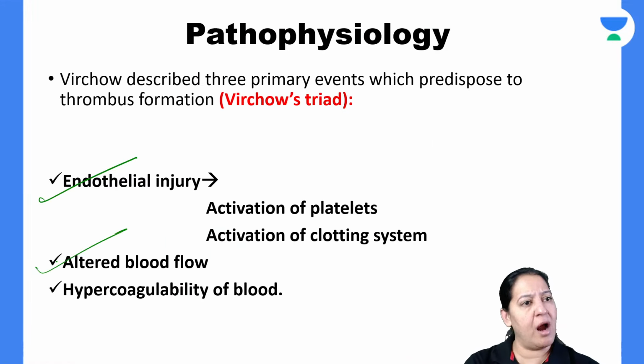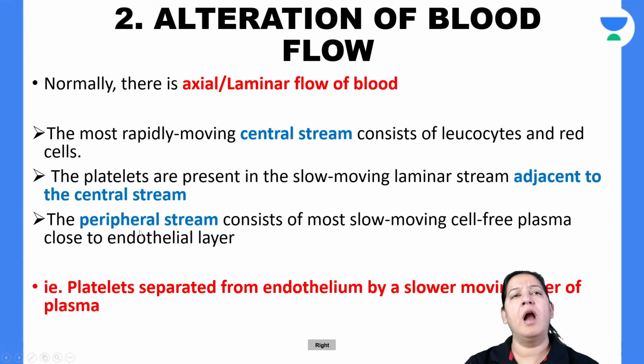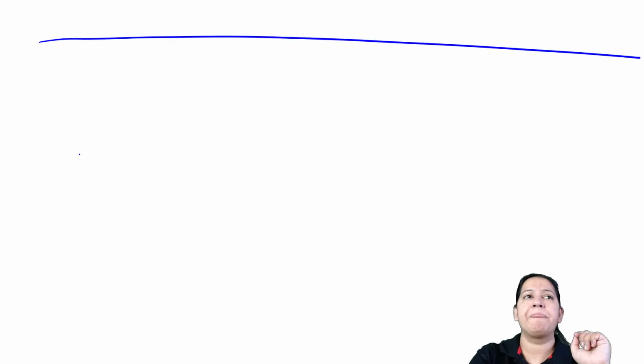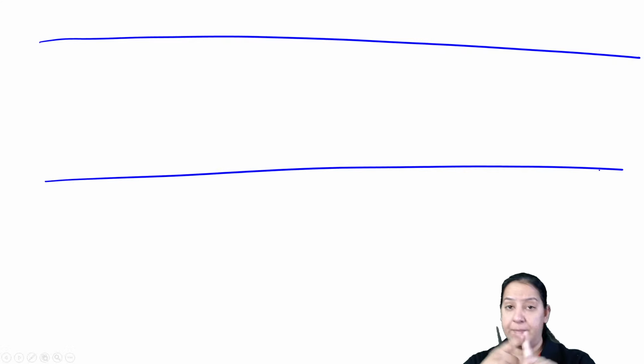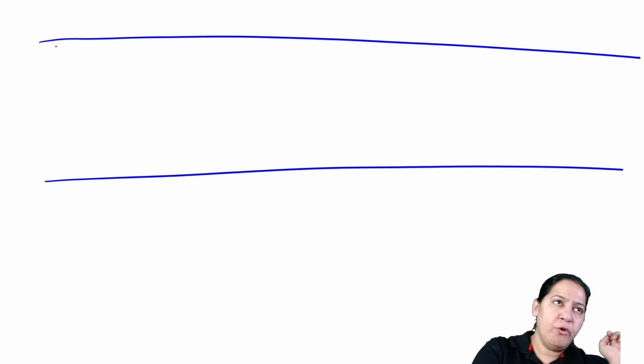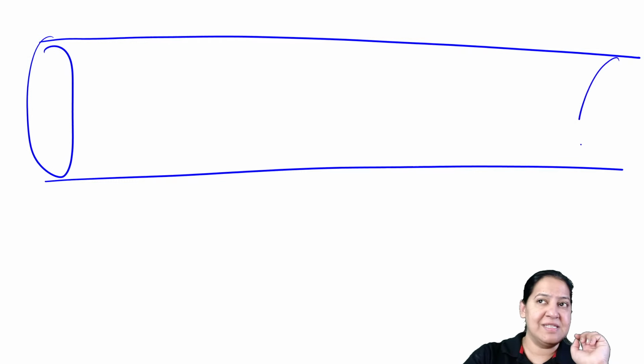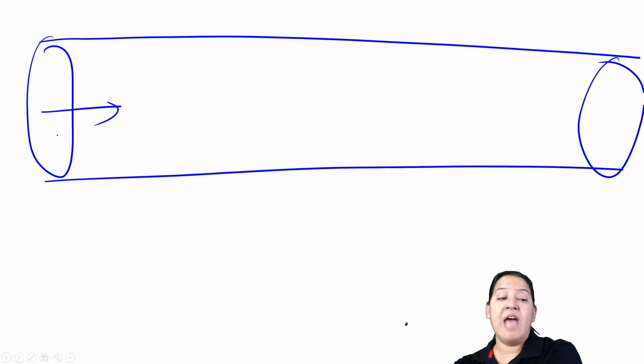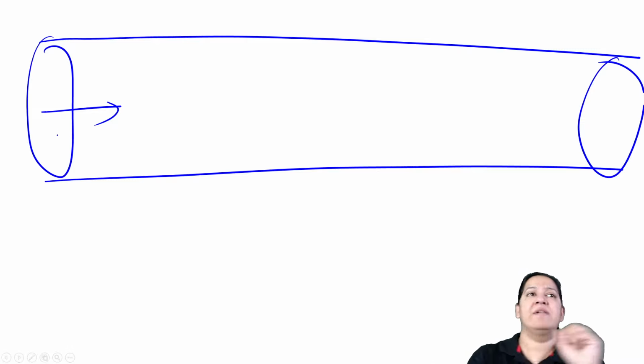Coming to the second reason, altered blood flow. What is normal blood flow? First, you should understand what is normal blood flow. So let me draw a blood vessel. Inside the blood vessel, we have RBC, WBC, platelets, and plasma. Now, have you heard about Bernoulli's theorem? You may have studied Bernoulli's theorem in your childhood in physics. What does this theorem say? Whenever fluid travels in any pipe, and a blood vessel is a pipe, the heavy portion of the fluid travels at the center.